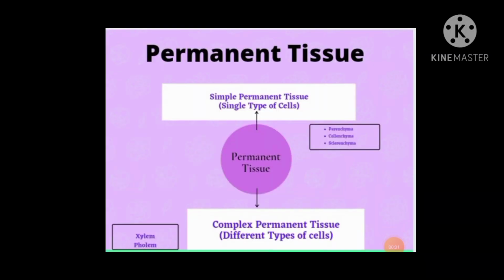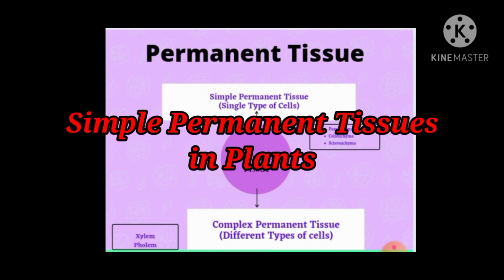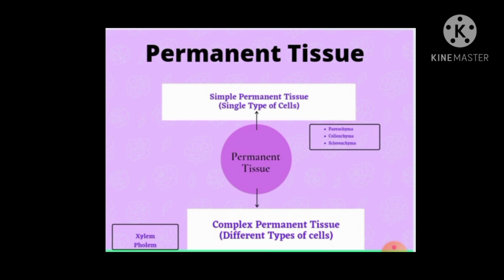Students, today in this video we will study about simple permanent tissues present in plants. But first question which comes in our mind, what do you mean by permanent tissue? Permanent tissues are the tissues which lose the power of division and take permanent shape, size and functions. And this process by which this happens is known as differentiation.